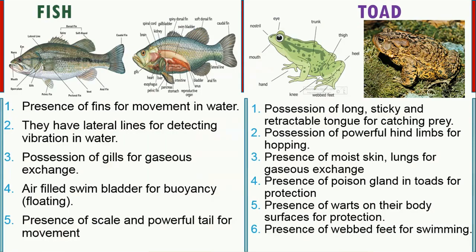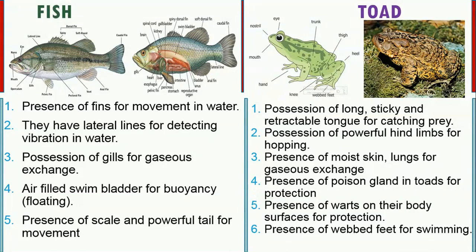All right. Okay, let's look at some examples of aquatic animals and their adaptive features. We have fish here. Now, fish, presence of fins for movement in water. So fins, we have different kinds of fins. We have the dorsal fin, the pelvic fin, the pectoral fin, the tail fin, also known as the caudal fin, and so on. The function of these fins is that they enable them to move in water.